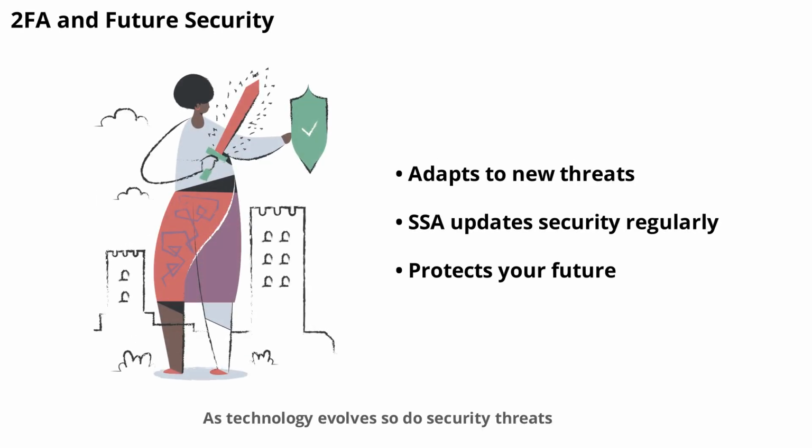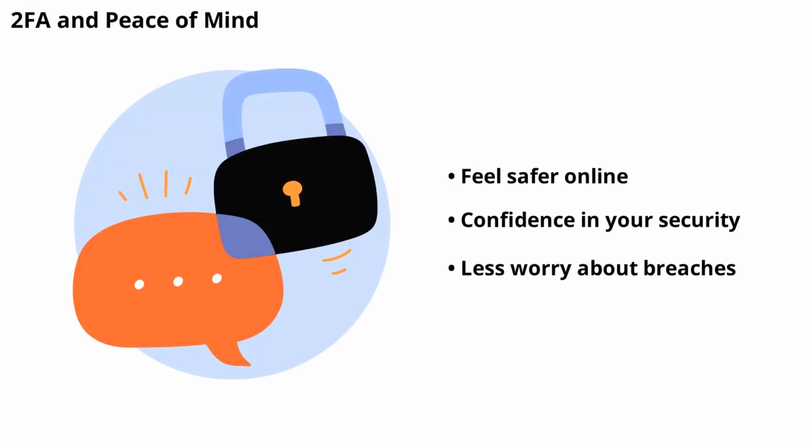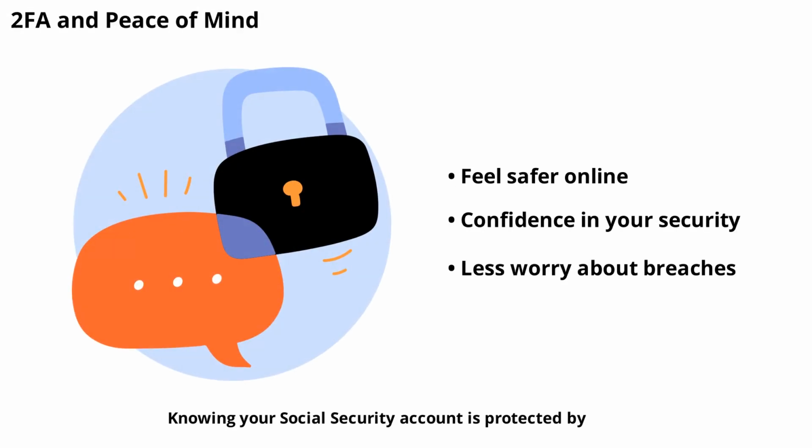As technology evolves, so do security threats. Two-factor authentication is a modern solution that adapts to new risks. The SSA and other organizations continually update their security practices to stay ahead of cybercriminals. By using 2FA, you're taking an important step in protecting your future. Knowing your social security account is protected by two-factor authentication can give you peace of mind. You can rest easier knowing that your sensitive information is much less likely to fall into the wrong hands. Security is not just about technology, it's about feeling safe and confident online.